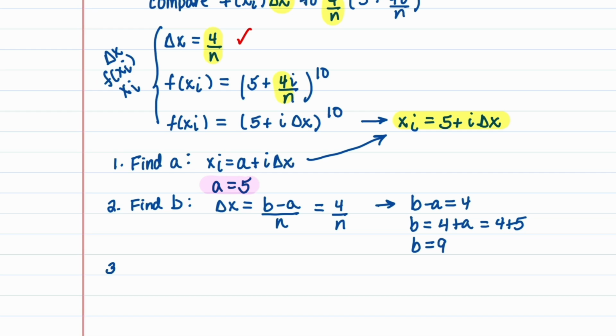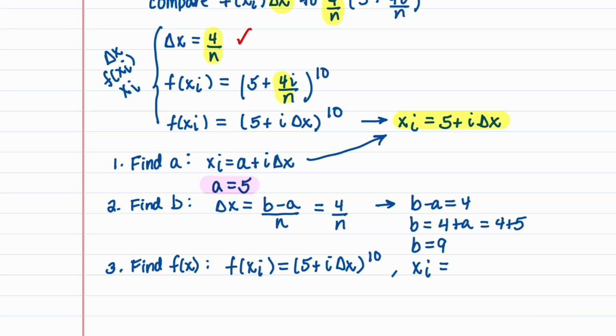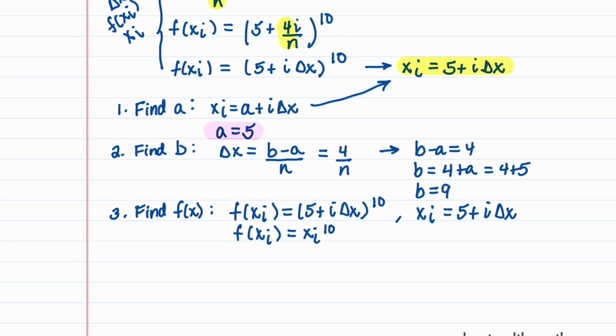What we need to do now is find f of x. We have the formula f of x sub i is equal to 5 plus i delta x raised to the 10th power, and we know that x sub i is 5 plus i delta x, so that gives us that f of x sub i is just x sub i to the 10th, and then that gives us that f of x is equal to x to the 10th.